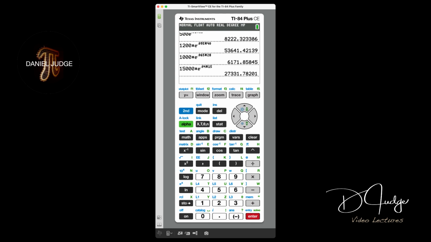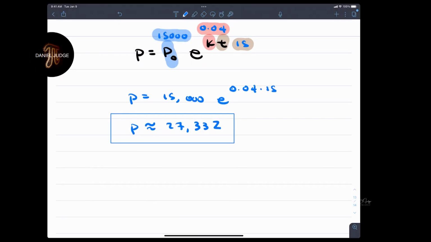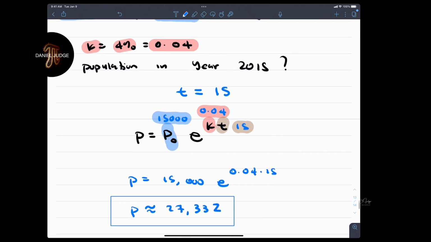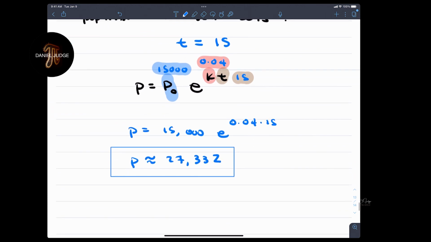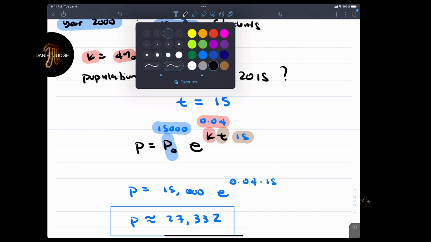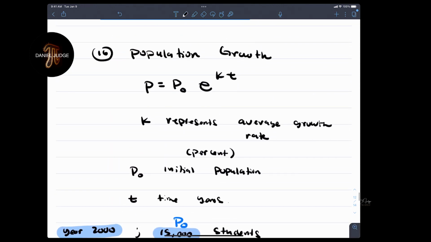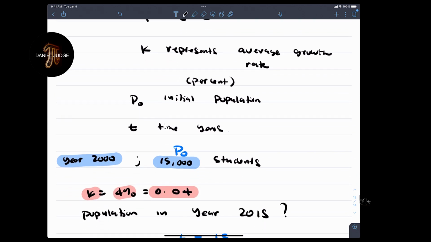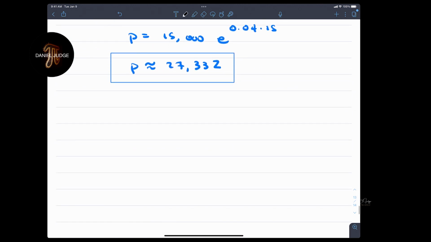And so, ladies and gentlemen, you're going to go from 15,000 students to 27,332 students with a 4% growth rate. And that's your growth rate at 4%. And that's how we go about a population growth kind of question. Anyway, I want you guys to know population just doesn't grow. Population can decay. And by decay, what we mean is it works backwards. Instead of growing, it could decay.